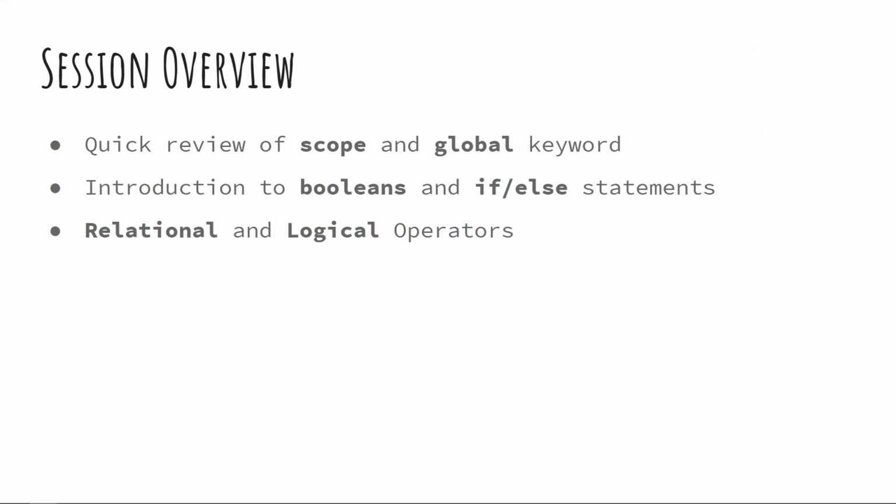So what we're going to talk about today is do a quick review of what we talked about last time with the scope and global keyword. Quick review of scope and the global keyword and where that's used and useful. We'll do a quick introduction to Booleans and if-else statements. And we'll talk about relational and logical operators, which are very much alike the kind of arithmetic operators we've been dealing with so far, but they talk about the relationships between things instead.